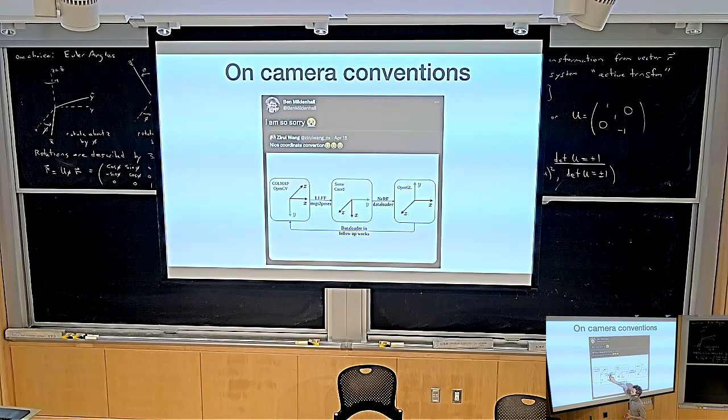data set from a paper that they had written before, which is called LLFF. I don't actually remember what the full title is, Local Light Field Fusion. And that one had OpenCV poses, which we discussed. The OpenCV convention is that the top left corner of an image is 0, 0. X points right, Y points down, Z points into the image plane.